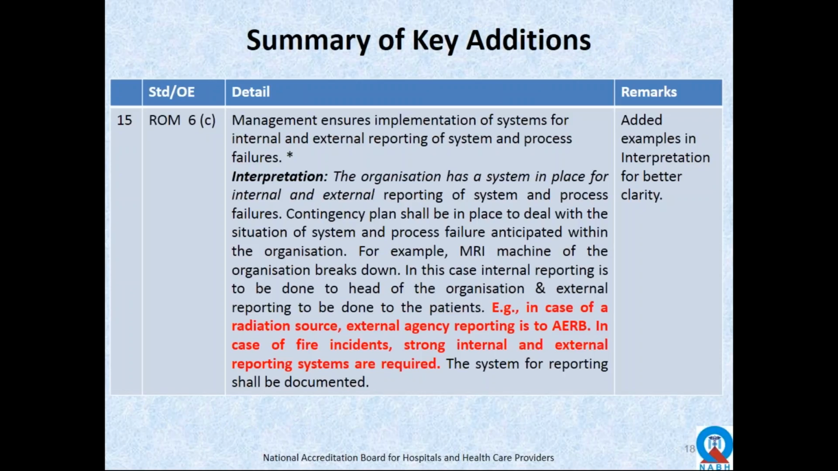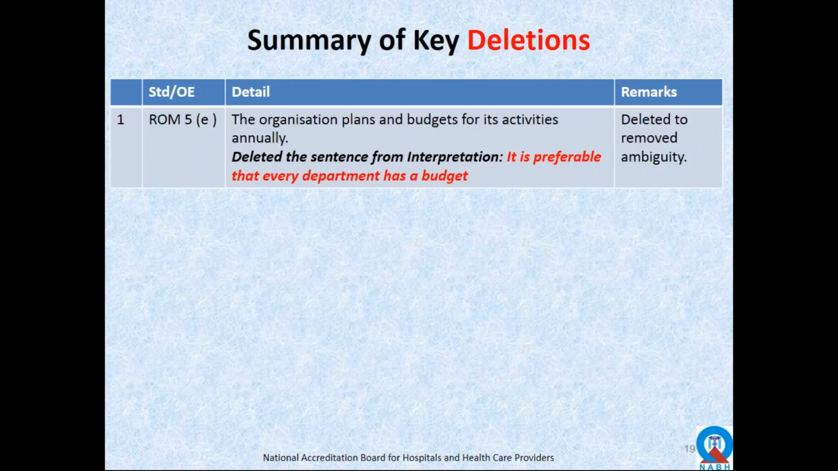Now there is one deletion in the ROM chapter, which is that the organization plans and budgets for its activities, and the interpretation used to mention that it is preferable that every department has a budget. Now this particular departmental budget requirement has been removed and deleted to remove the ambiguity, so it is not required anymore for every department to have its own individual budget.